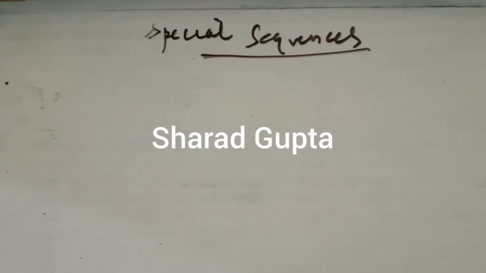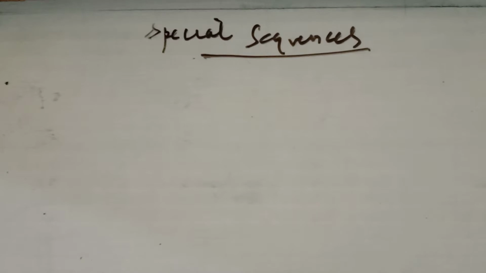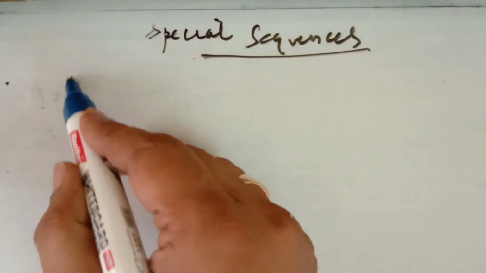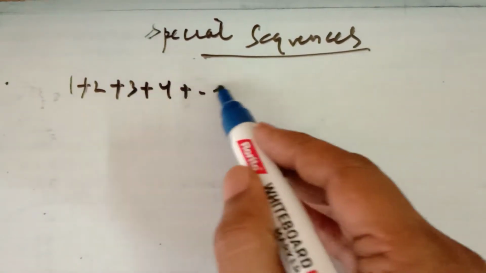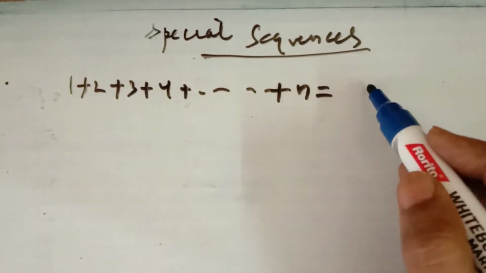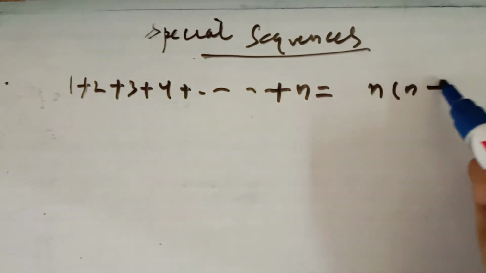Hello, this is lecture number 11 for the chapter sequence and series, and today we'll discuss the special sequences. The first is 1 plus 2 plus 3 plus 4 up to n terms. It is equal to n(n plus 1) upon 2.